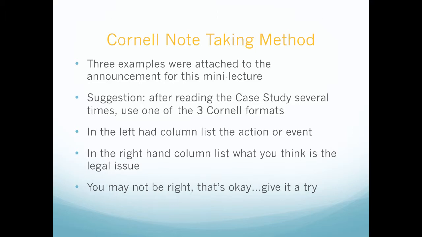In the left-hand column, you list the action or the event. Victor shot Dan. Now, on the right-hand column, you're going to list what you think that legal issue is. Well, let's take that one as a given. It's against the law to shoot someone. Okay, so the legal issue is what crime? Is it going to be a federal, a state, or a local crime?